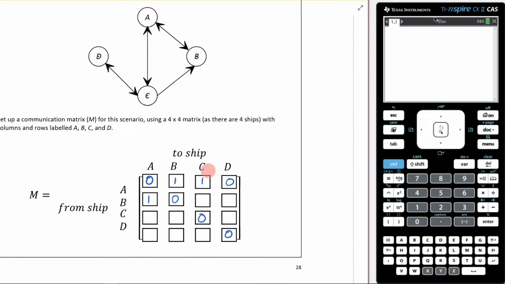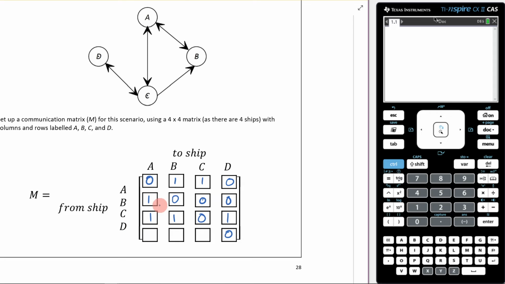Can B speak to C? B can't speak to C because there is no arrow there. So we put a 0 there. Can B speak to D? No, it cannot. There's no direct communication between B and D. We continue. Can C speak to A? C can speak to A because we've got that arrow there. Can C speak to B? C can speak to B because we've got that arrow there. And can C speak to D? C can speak to D because we've got that arrow there. So we've got a 1 there.